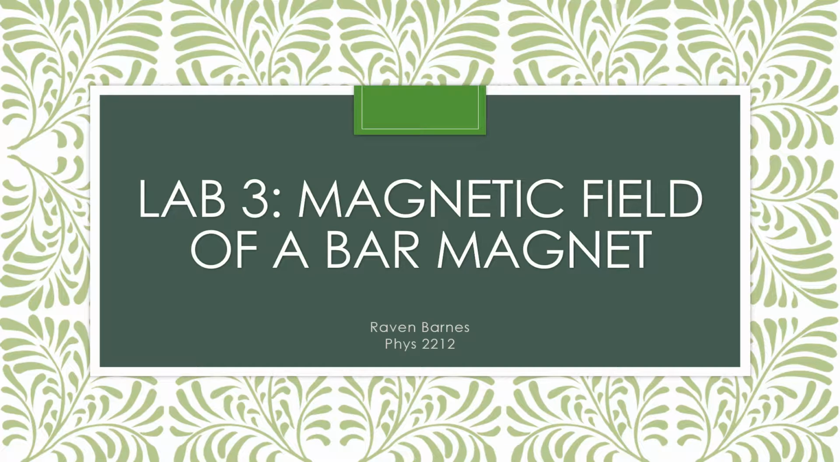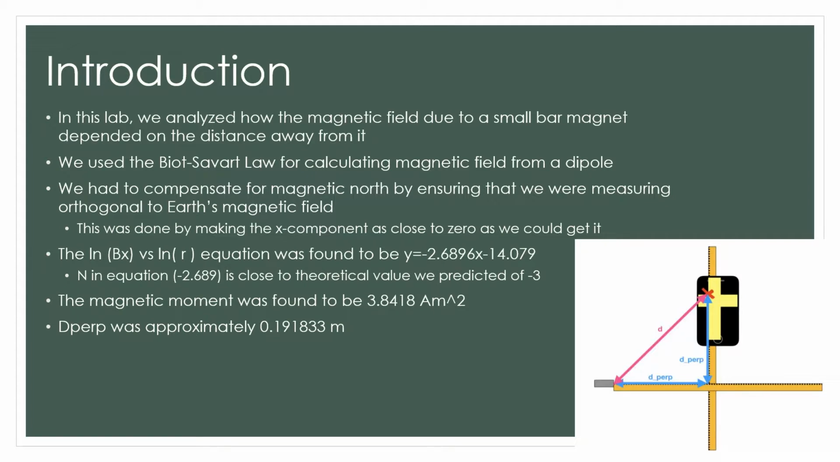Lab 3, Magnetic Field of a Bar Magnet. In this lab, we analyzed how the magnetic field due to a small bar magnet depended on the distance of the observation location. We used the Biot-Savart law for calculating the magnetic field of a dipole. We also had to compensate for magnetic north by ensuring that we were measuring orthogonal to Earth's magnetic field. We did this by making the x component of our magnetometer as close to 0 as we could get it.